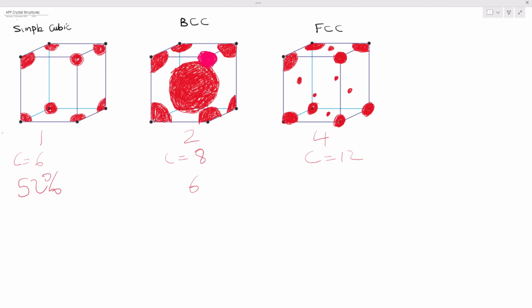Here we have 68% for our final answer, and here we have 72% for our final answer. Now let's go into the calculation. I'll be deleting all of this.